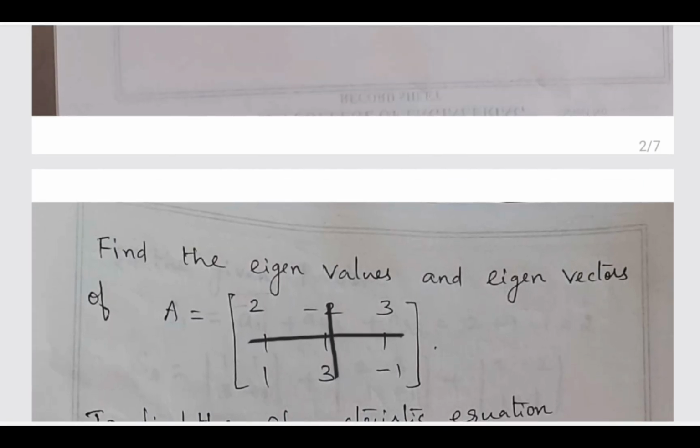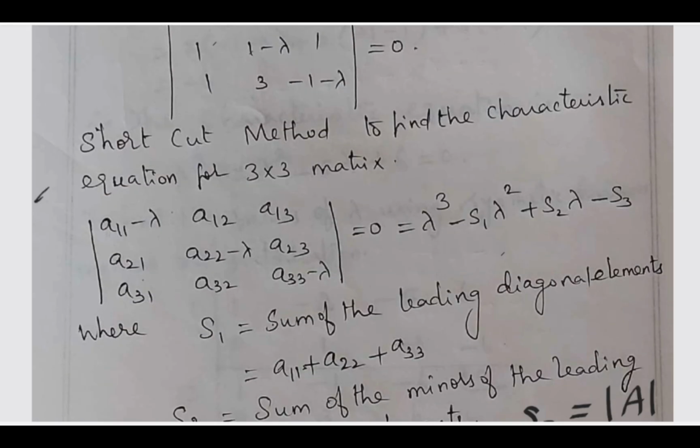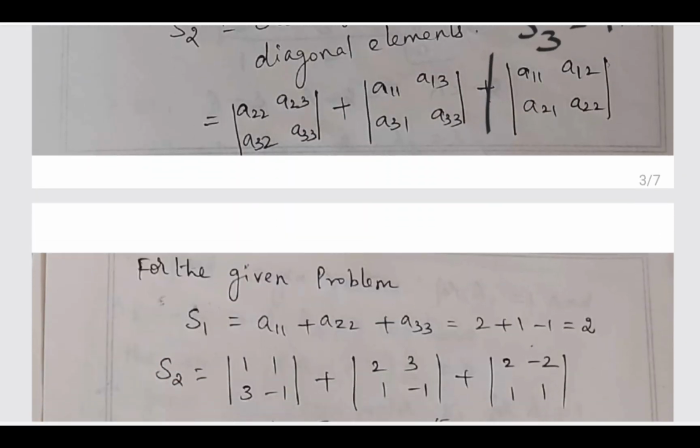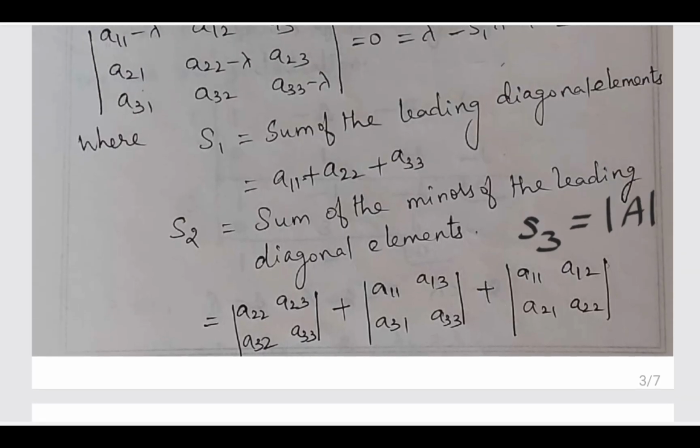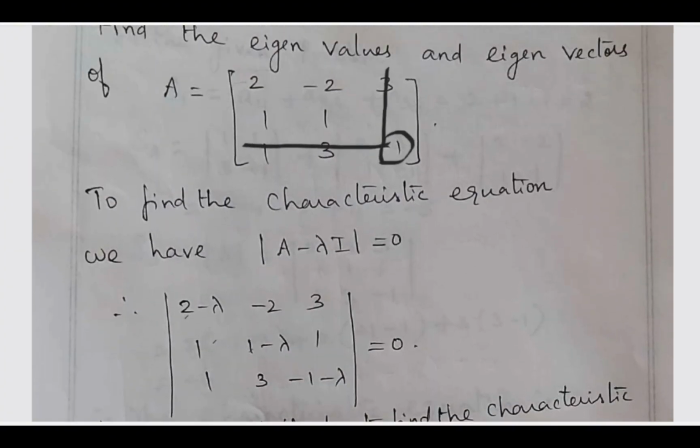Next one, similarly we have to take the third leading diagonal element minor. So this is your third leading diagonal element minor. So by deleting the row and column, the remaining is 2, minus 2, 1, 1. That only I have given here as 2, minus 2, 1, 1. Okay. So by adding all those elements, what will we get?